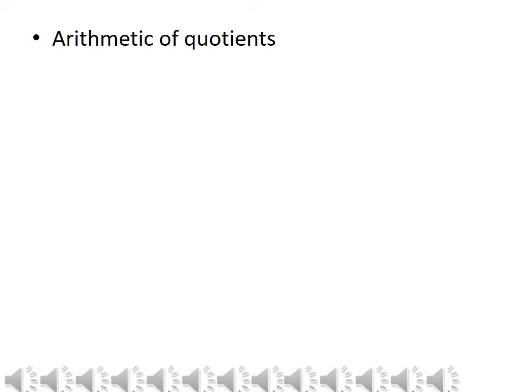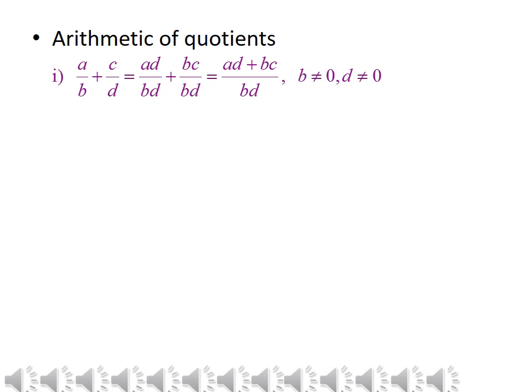And the final property of real numbers that we're going to talk about in this section is the arithmetic of quotients. First, if you have the addition of two quotients or fractions, a divided by b plus c divided by d, remember in order to add them together you need a common denominator. So you could multiply the a and the b by d and the c and the d by b to give you ad over bd plus bc over bd. And once you have that common denominator, you can add the numerators together to give you ad plus bc over bd, assuming that b and d are both not equal to 0.